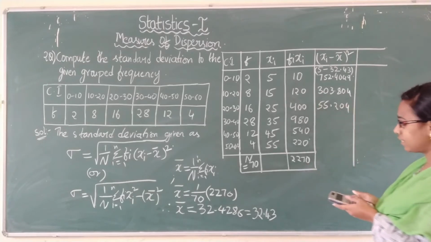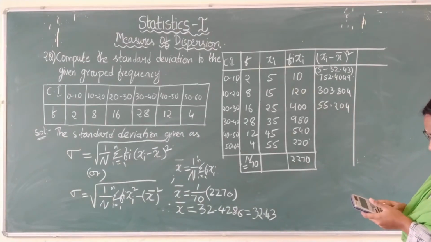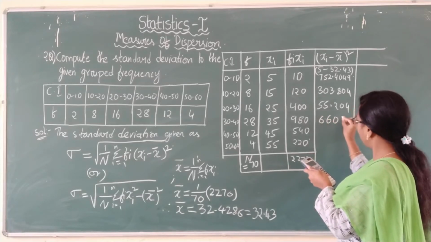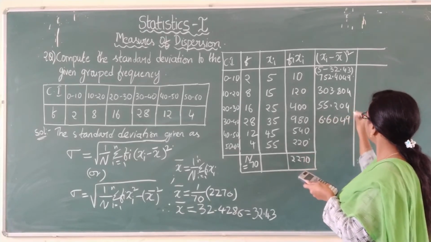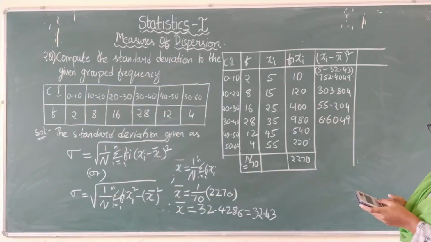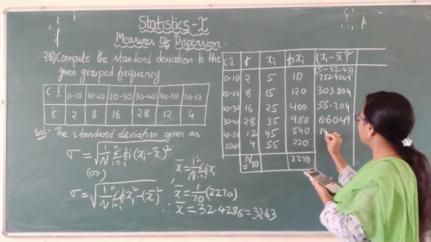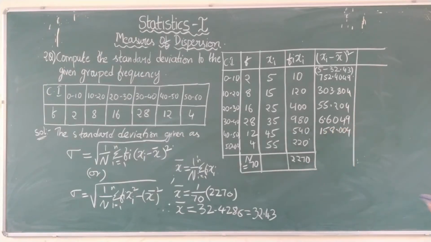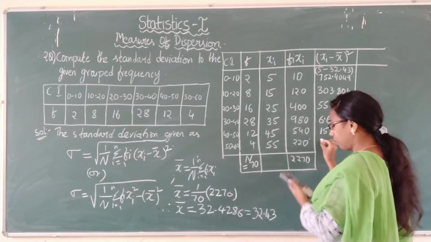55.204. Next is, in place of 25, write down 35. So you will be getting 6.6049. Next is 45 minus 32.43 whole square, which is 158.004. Next is 55 minus 32.43 whole square, 509.404.